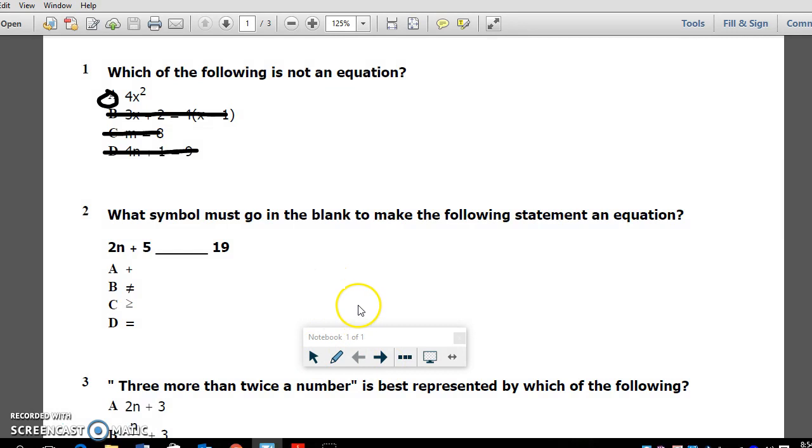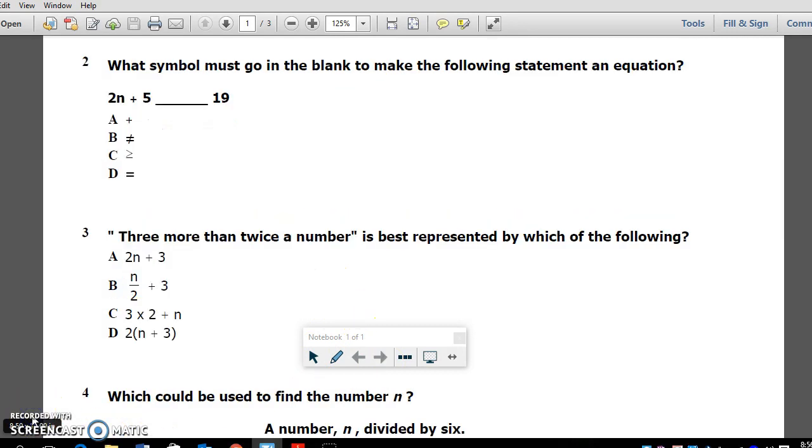Number 2 says, what symbol must go in the blank to make the following statement an equation? So again, like we said in number 1, the difference between an expression and an equation is that an equation has an equal sign. So we can do an easy process of elimination. A is a plus sign, so that will not work. B is a not equal sign. C is a greater than, less than sign. D is our only answer choice with an equal sign. So D is our correct answer.